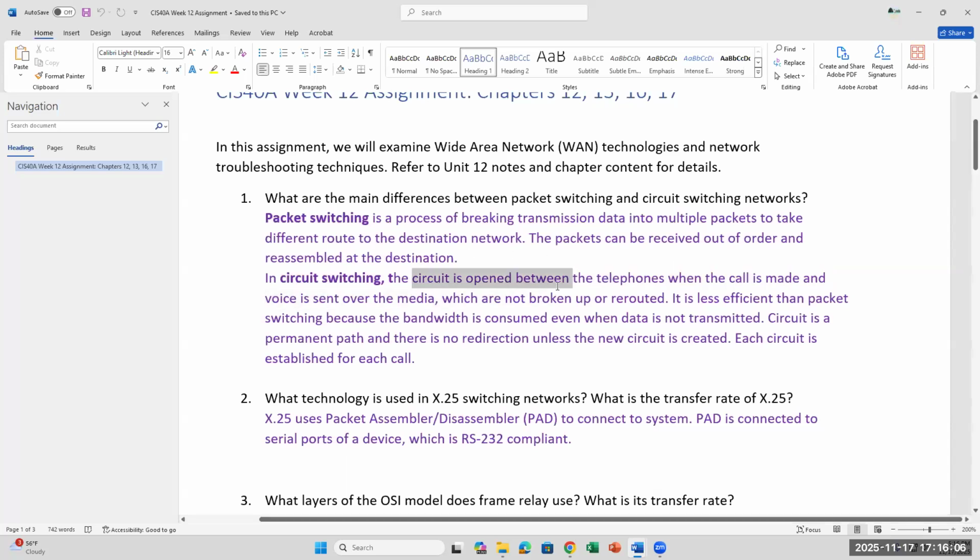So circuit open for circuit switching, and then packet switching is a way that each packet stores a certain amount of data, and we can send a group of packets across the routers to get to the destination. Any question?